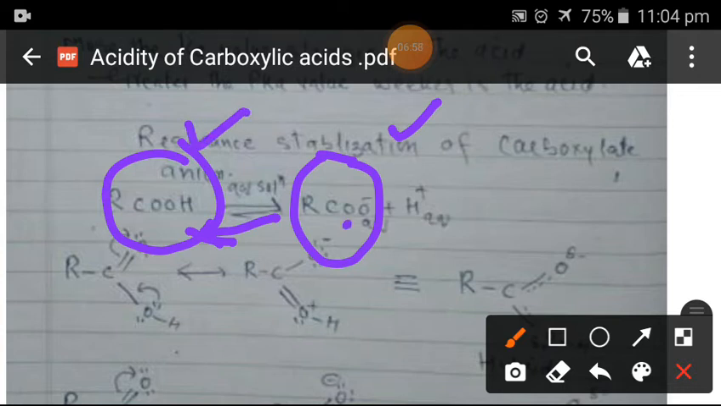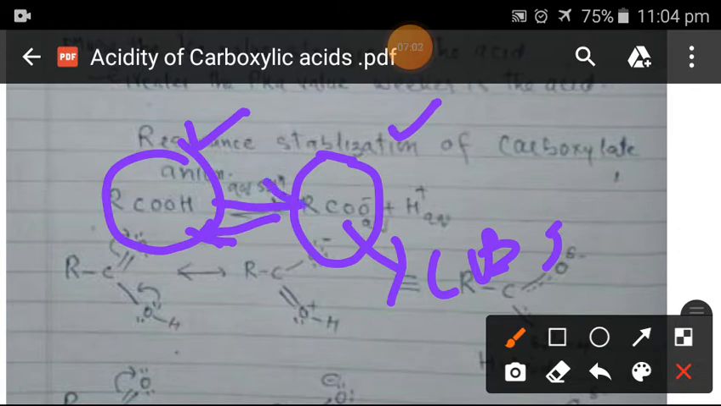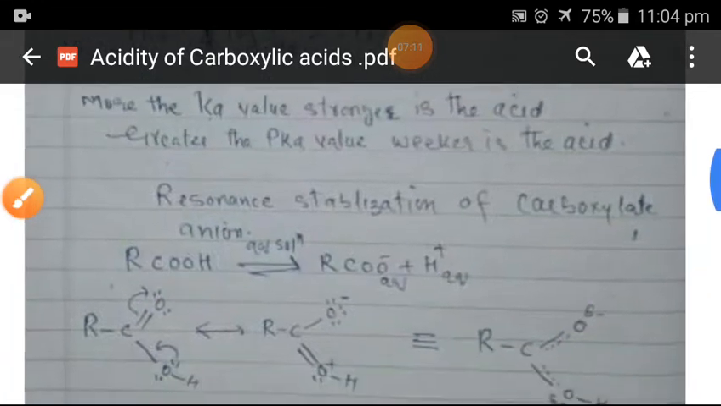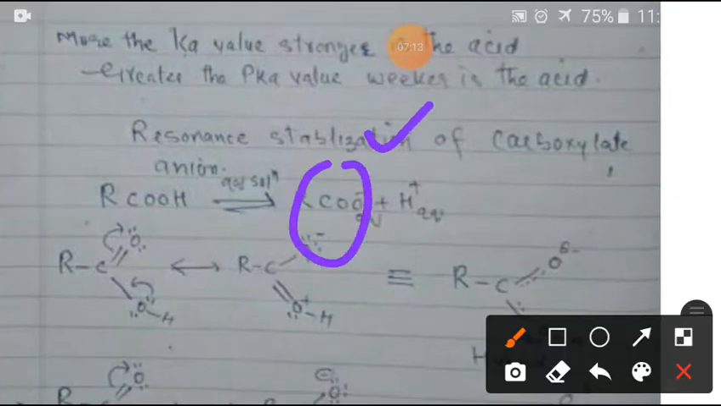So if its conjugate base is weaker, then the reaction will go in the forward direction. That is, more of the carboxylate anion will be formed. A weaker conjugate base means it has less availability of lone pair of electrons.